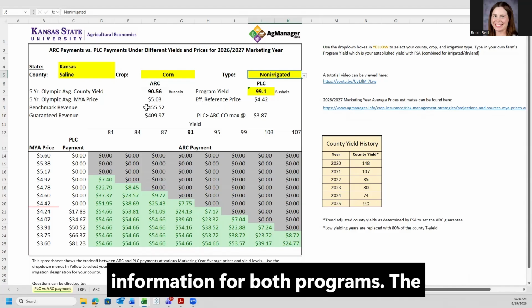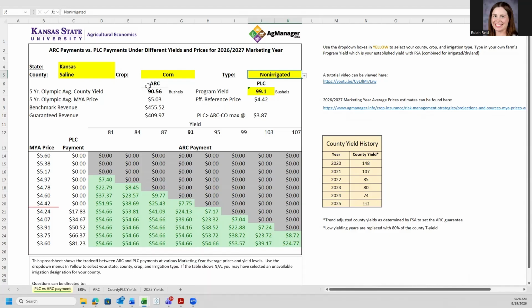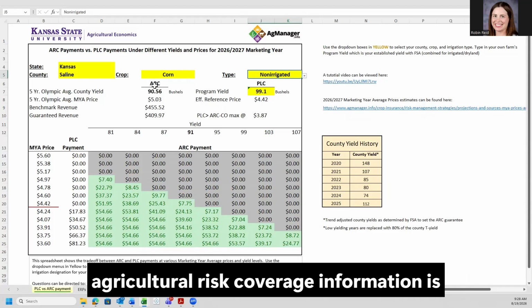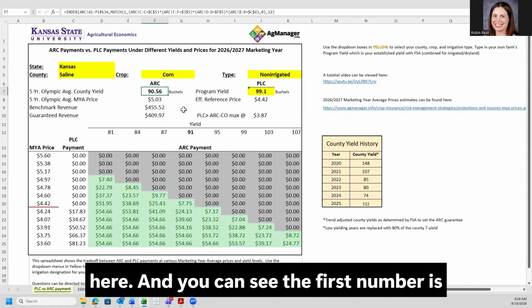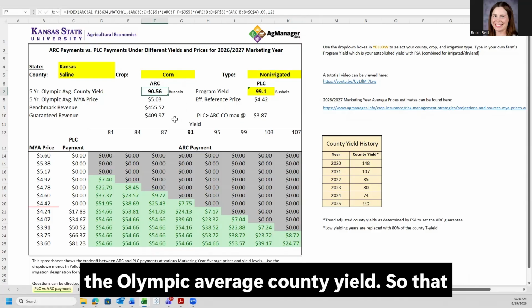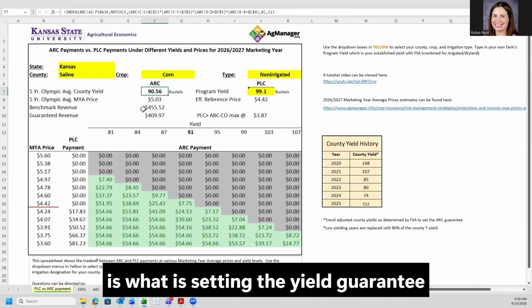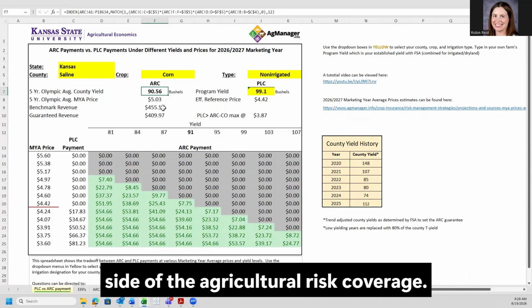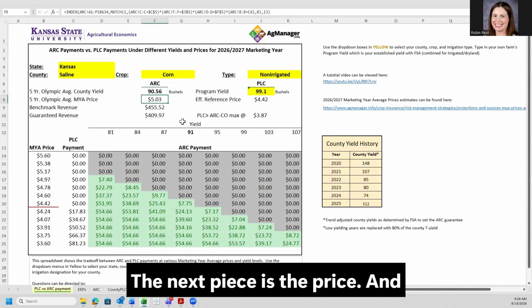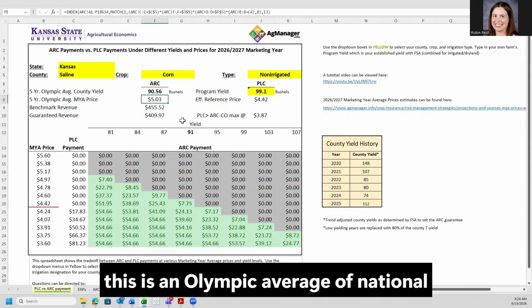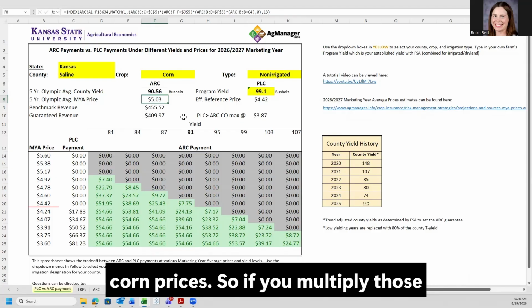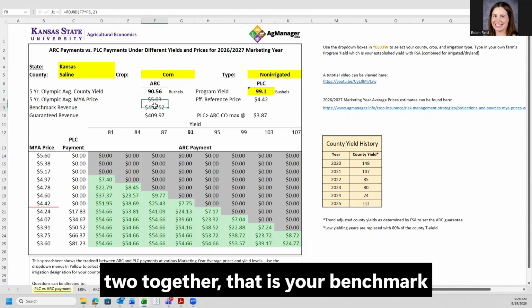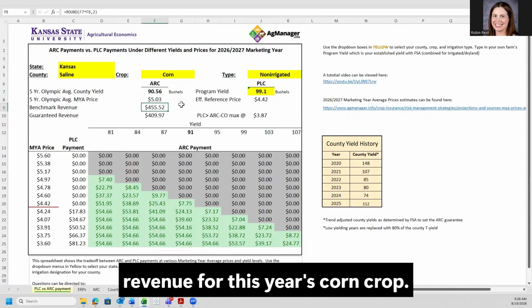the information for both programs. The Agricultural Risk Coverage information is here, and you can see the first number is the Olympic average county yield. So that is what is setting the yield guarantee side of the Agricultural Risk Coverage. The next piece is the price, and this is an Olympic average of national corn prices. So if you multiply those two together, that is your benchmark revenue for this year's corn crop.